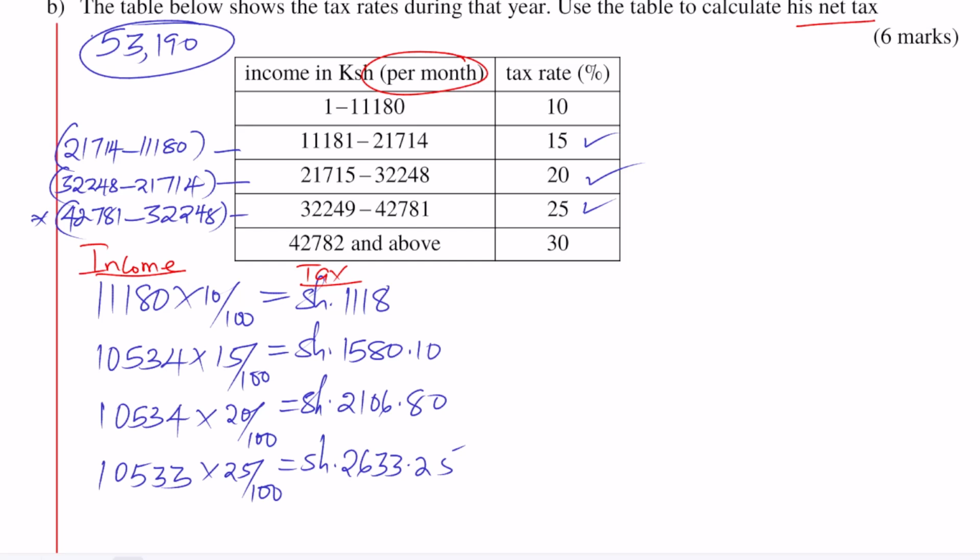Now we are in the last slab, and we need to get the remaining amount. So this is what you're going to do. We are going to add the whole of this income from the first slab; just take a calculator and add. We take 53,190, then we subtract everything that we have taxed so far. The first slab, 11,180, then plus 10,534, and there are 2, so we multiply by 2, then plus 10,533.